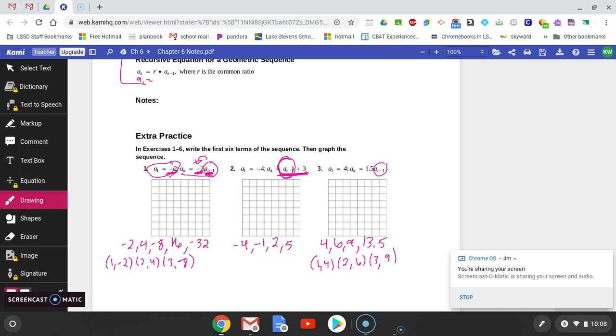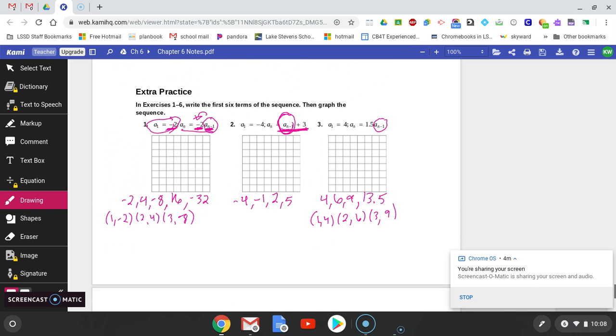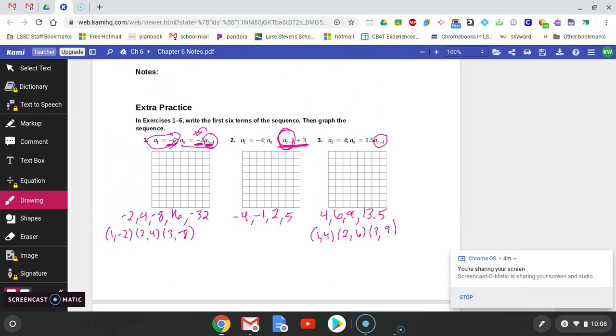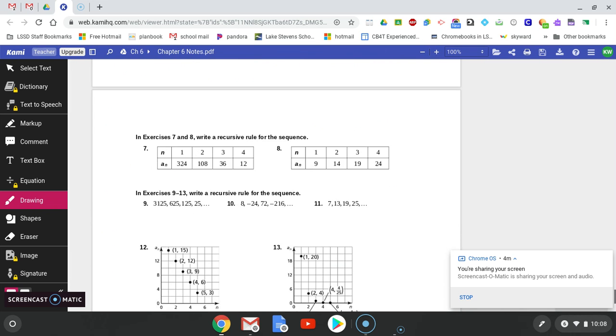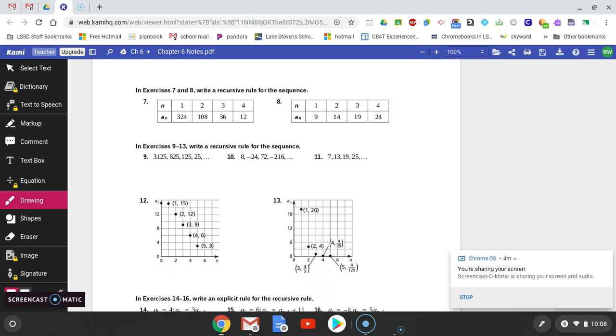You were already using this when you were just listing the next 3 numbers. You identify the pattern and you continue that pattern out. This is just the formal way of saying continue that pattern to the next number. Okay. So the next section now, we are actually supposed to write the recursive rule. So you have to start by identifying what your first term is. So a sub 1 is equal to, in this case, it's 324.